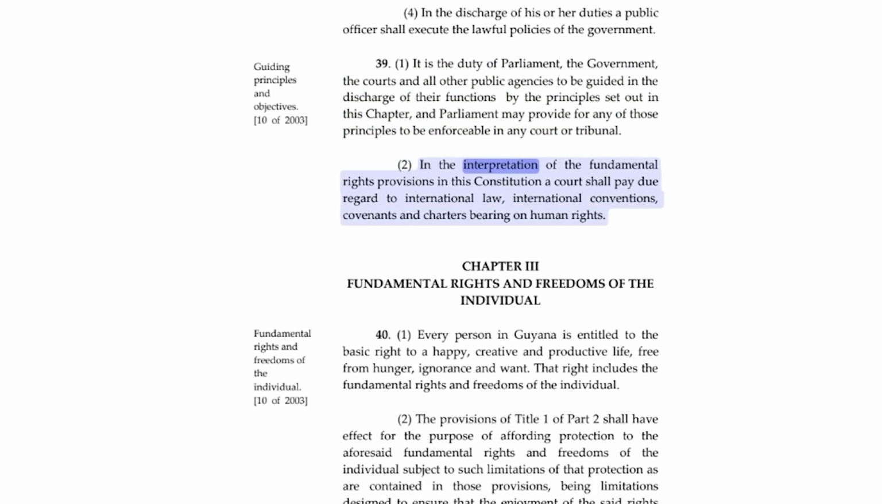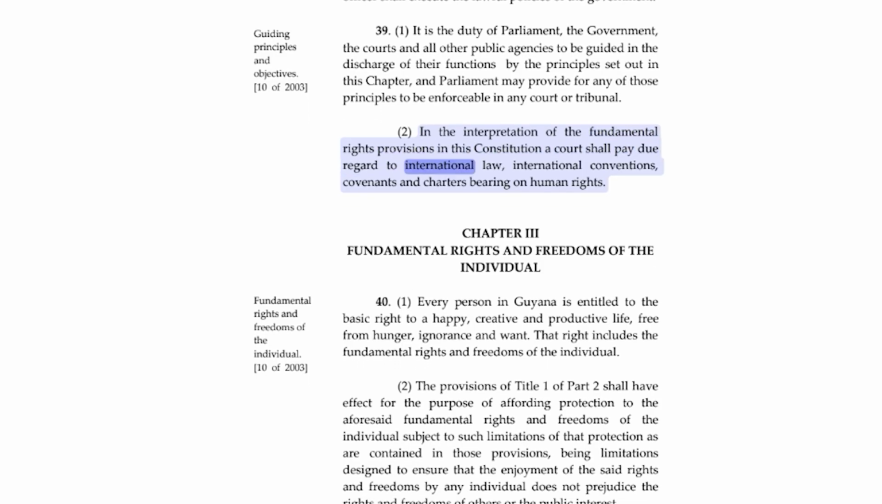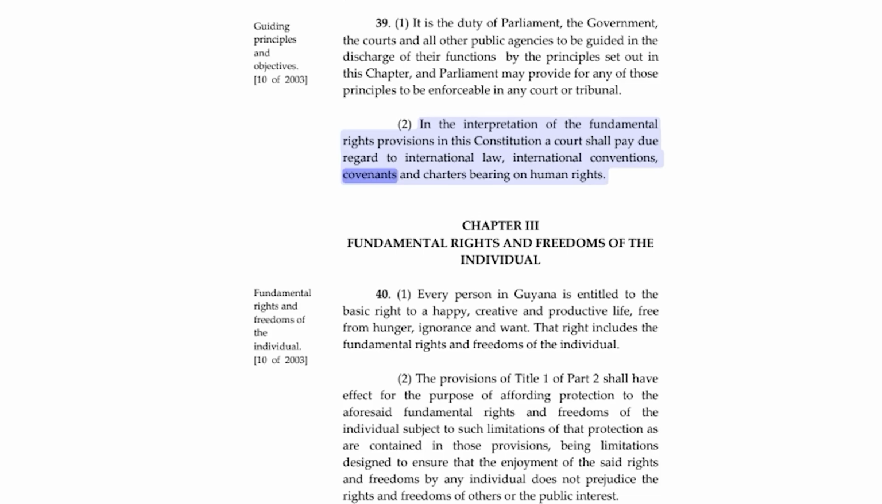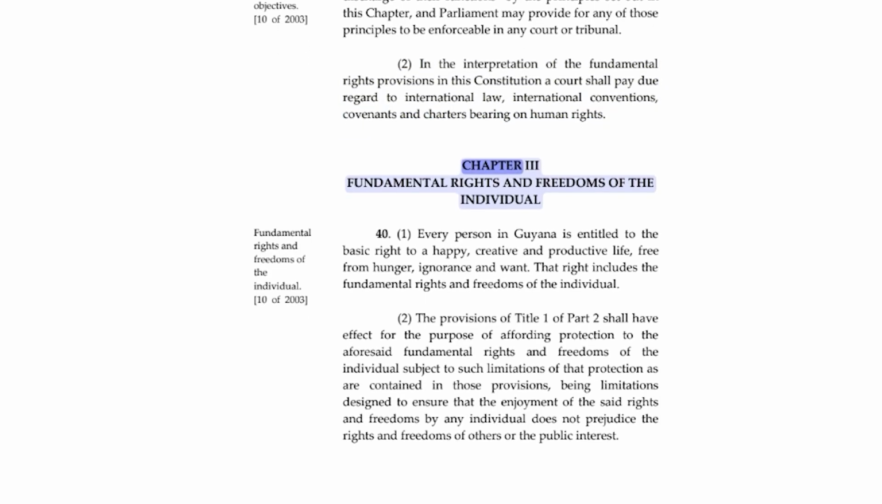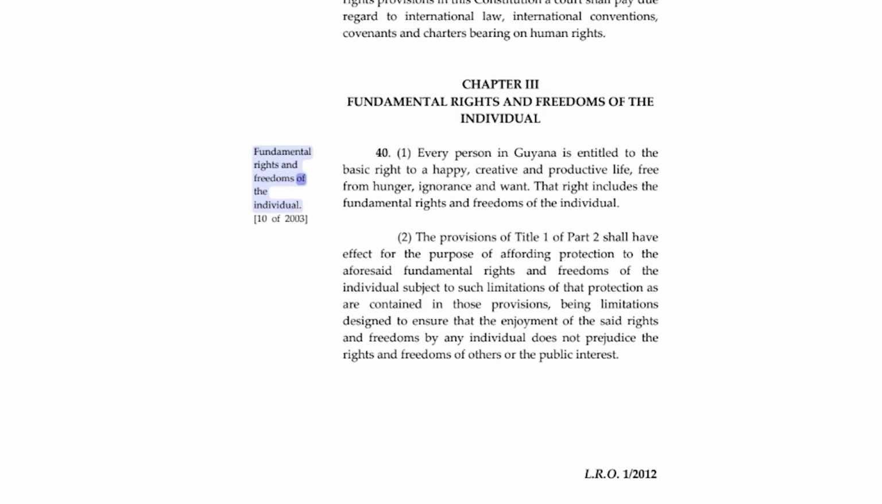2. In the interpretation of the fundamental rights provisions in this Constitution, a court shall pay due regard to international law, international conventions, covenants, and charters bearing on human rights. Chapter 3. Fundamental Rights and Freedoms of the Individual.